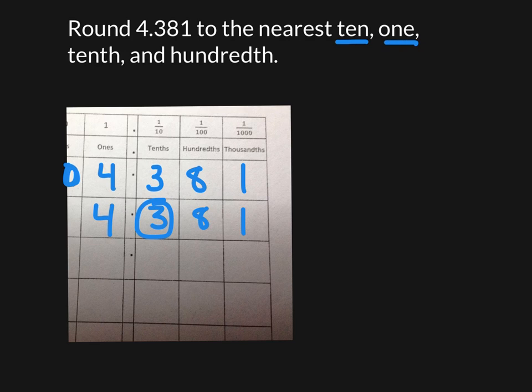When I am rounding to the nearest tenth, then I'm going to express this number as 43 tenths, 8 hundredths, and 1 thousandth. And I'm going to have to decide whether the number is closer to 43 tenths or 44 tenths. And I'll be looking at the number in the hundredths place and using that to help me decide if this number is closer to 43 tenths or 44 tenths.